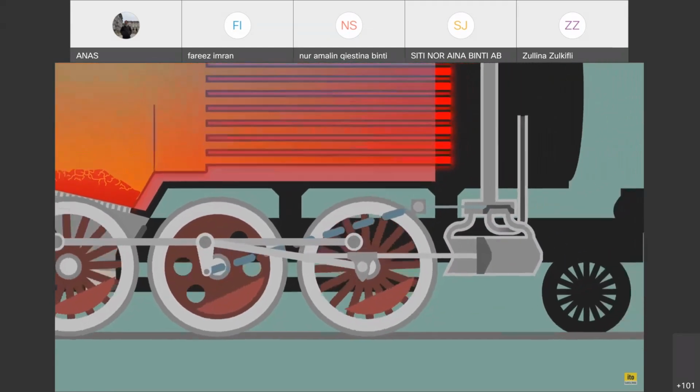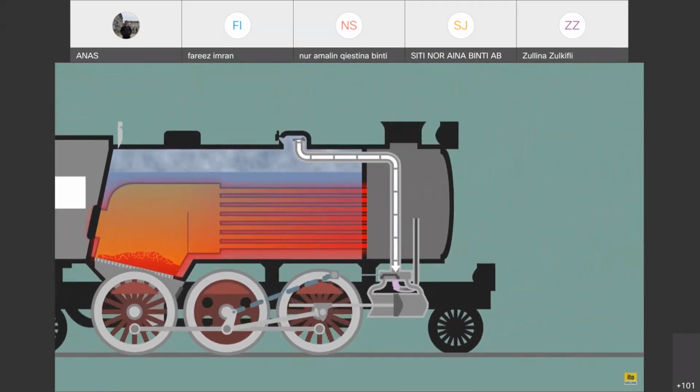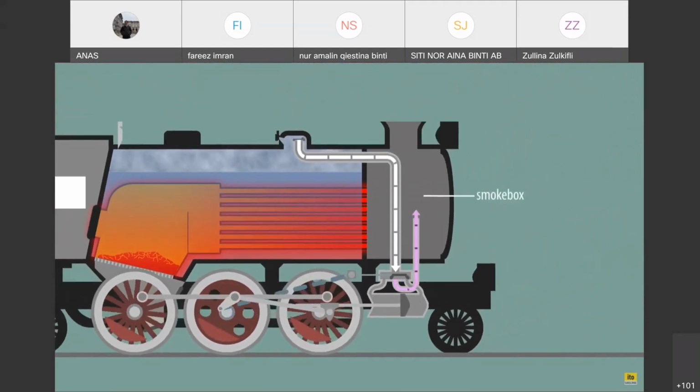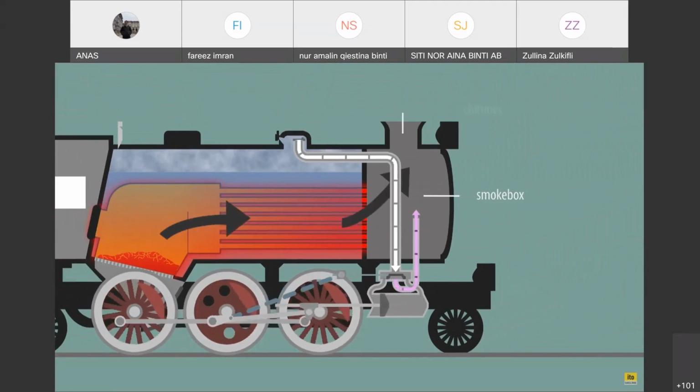The steam, now done with its job, exits towards the smoke box, where it joins any smoke coming off the firebox to escape out the chimney.